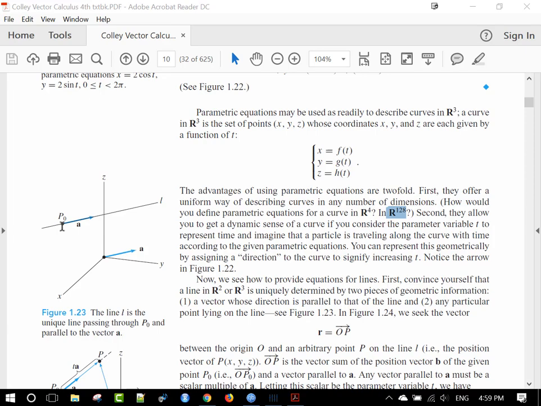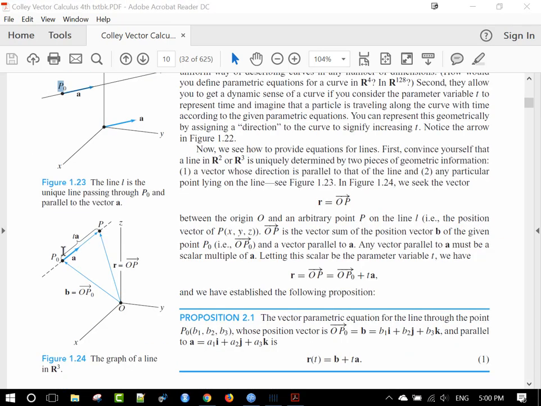So the vector A could be here, but as long as the line is parallel to A, there's only one line that will do that. If it goes through this point and it's parallel to A, then we've specified a specific unique line. So here's the same picture again. We have P0 and we have A, but now we've drawn in some other stuff as well.